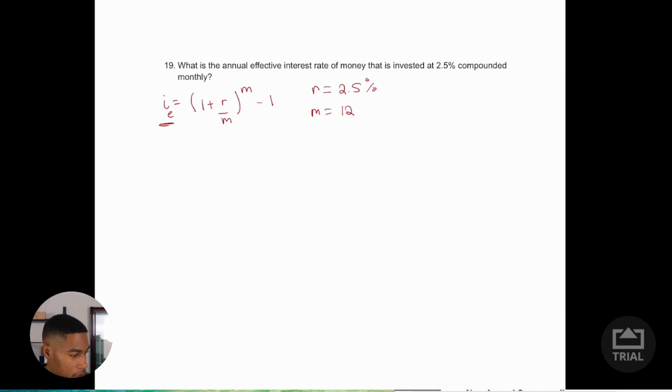So now we plug this in and see what we get. 1 plus 2.5 divided by 100, divided by 12. Then that's all to the 12th power. And then minus 1. And so you should get roughly 2.53%.